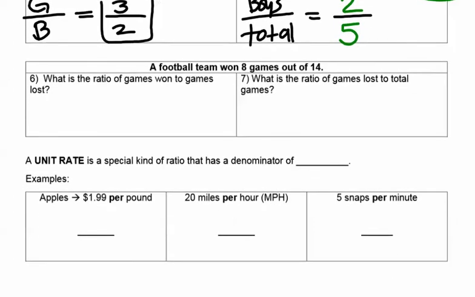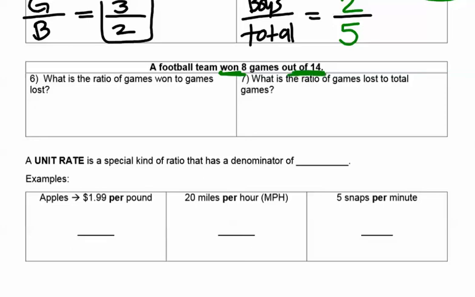Okay? Let's go ahead and look at 6 and 7. They tell us a football team won 8 games out of 14. So, they won 8 games. So 8 is how many games they won. What does that 14 represent?